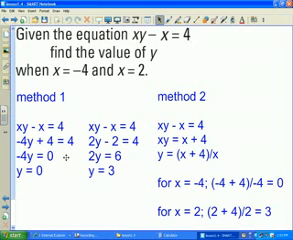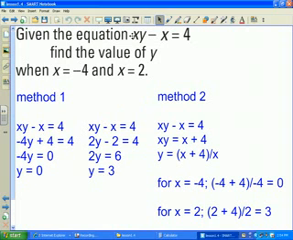So for example, on this left-hand side of the slide, method 1, I've taken the original equation xy minus x equals 4, and I've simply substituted the x value of negative 4 in for the variable x in the equation. So in place of x, I have negative 4. Solve for y. Or for the other value of x, for the x value of 2, I've taken the original equation as is, substituted 2 for x, and solved for y.